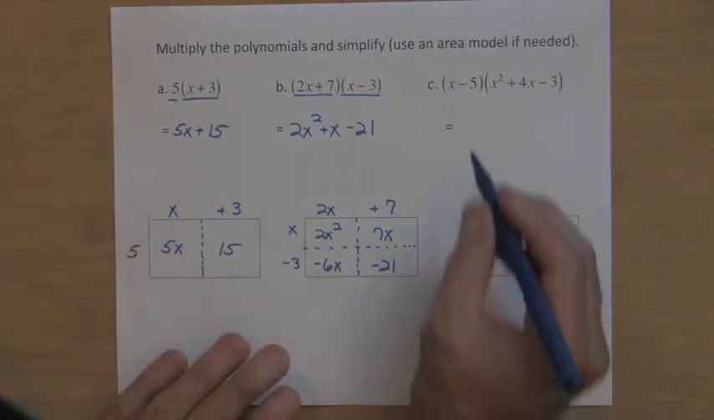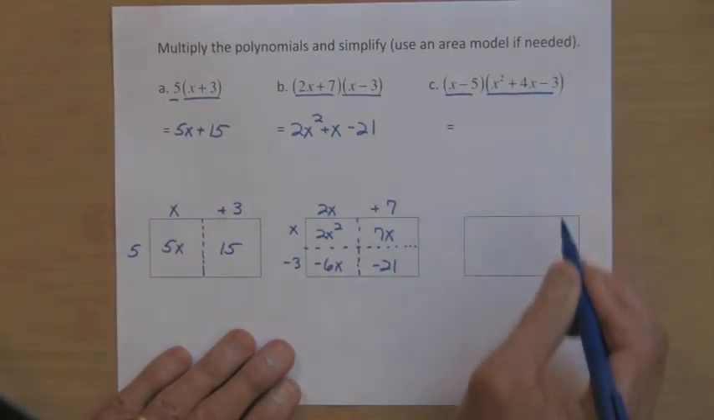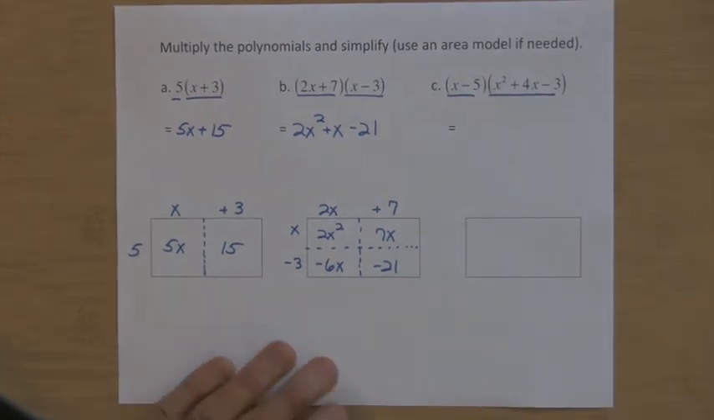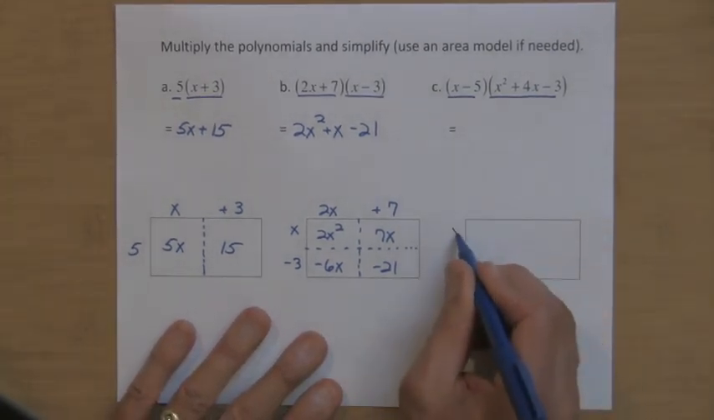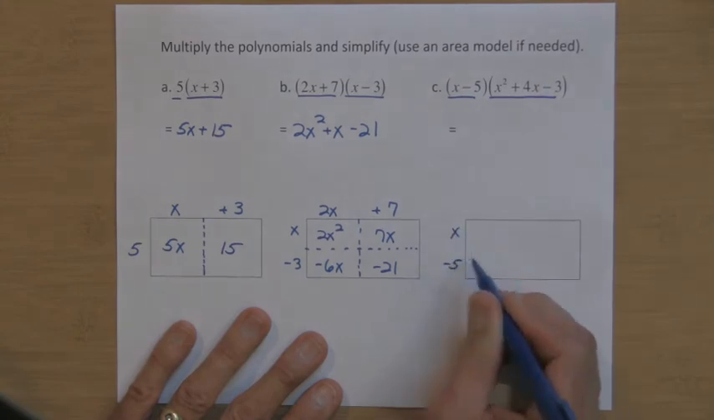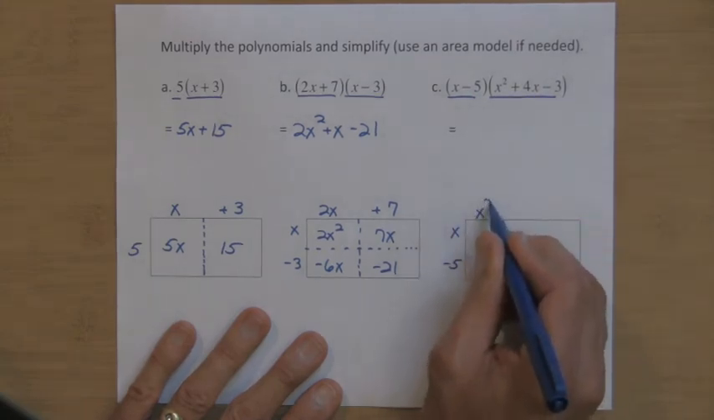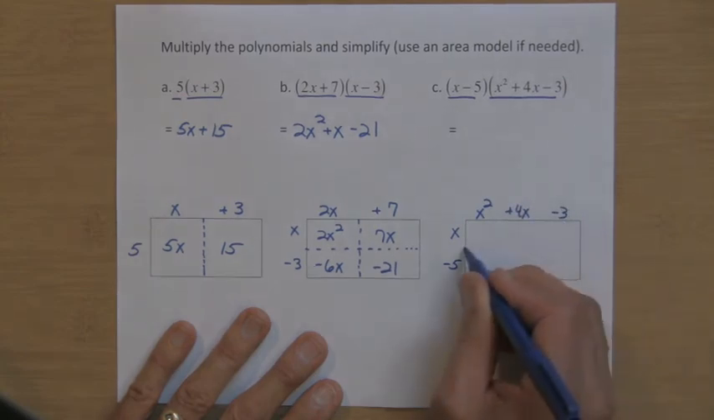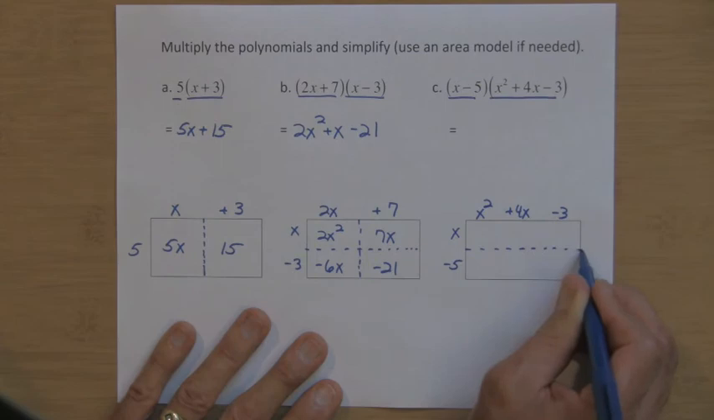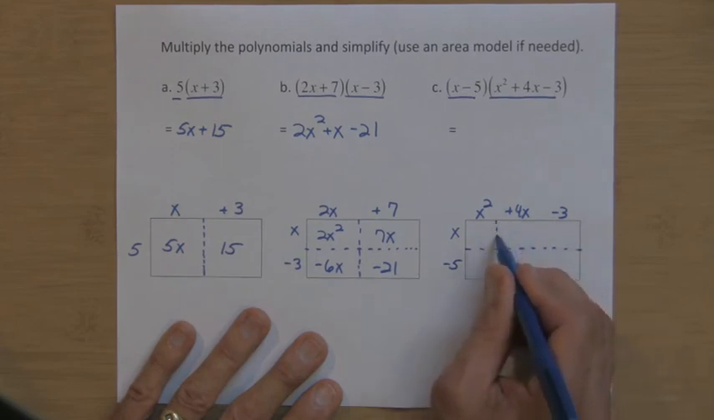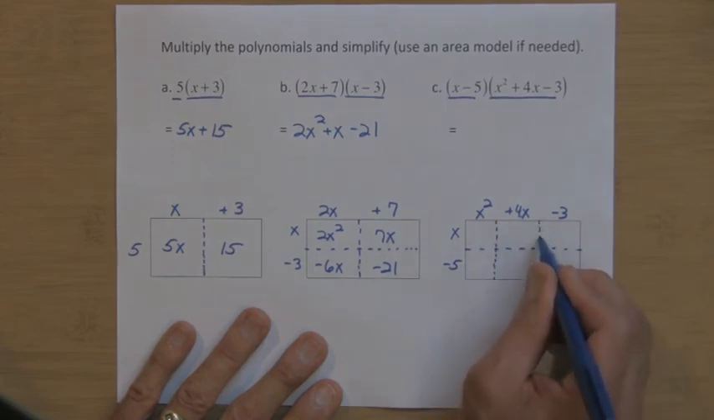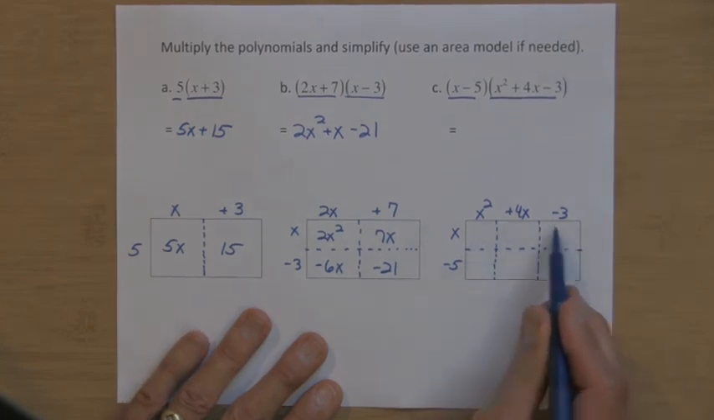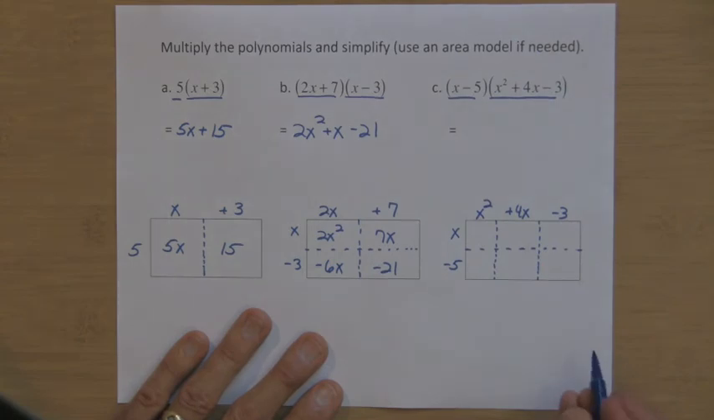And last one, once again, multiplying two things together can be shown as length and width in a rectangle, then find the area. So I'll call x minus 5 this side, since it's a little bit shorter, and x squared, and plus 4x, and minus 3 across the top, because I have a little more room to write. So two terms here, cut that across in two pieces. Three terms across the top, cut that in three pieces going down. Find the area of these 6 cubbies, add them all up, and that's the product of those two polynomials.